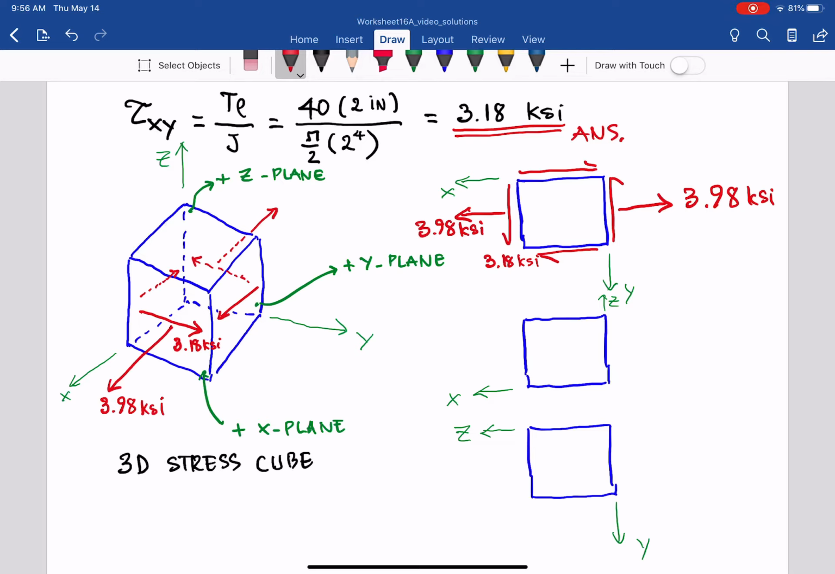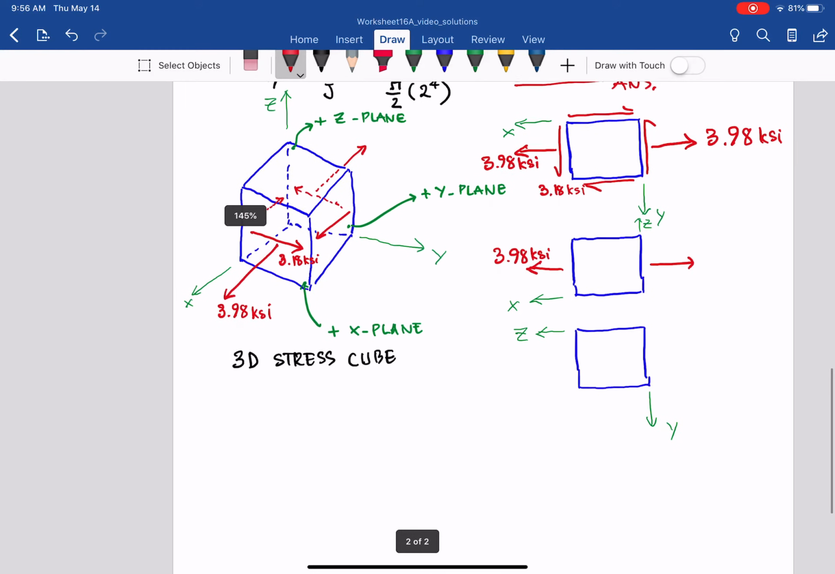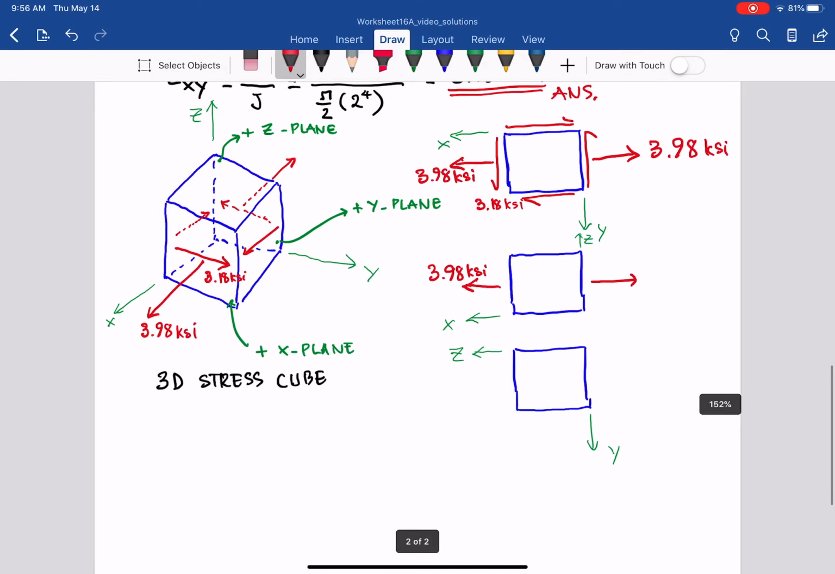And now xz. So the x-plane still has the normal sigma x, and that is 3.98 KSI. We don't have tau xz, so it's nothing. We don't show it. We don't have sigma z, so nothing. We don't show it. And it's showing here, you can see we have nothing on the z plane.